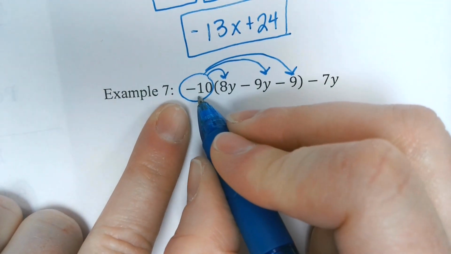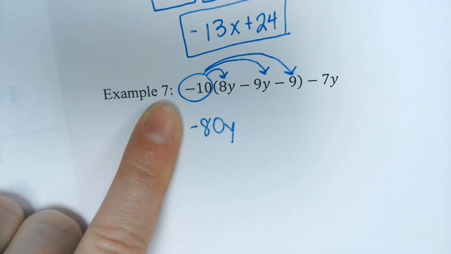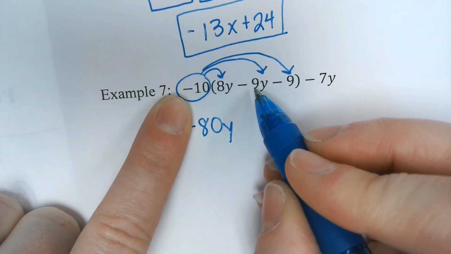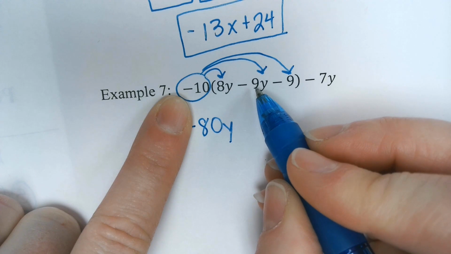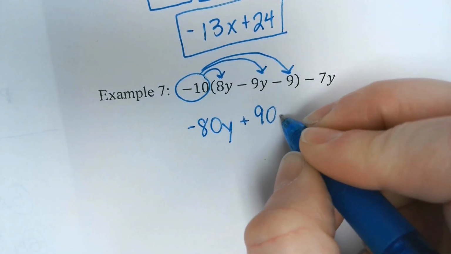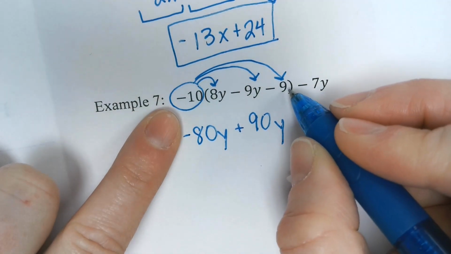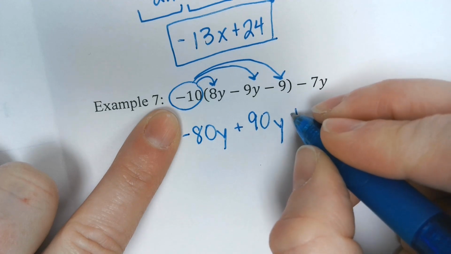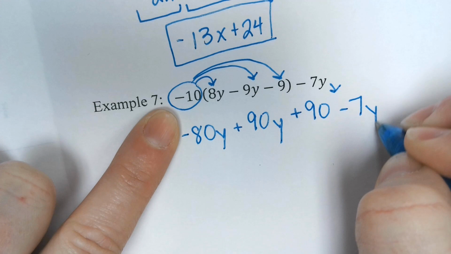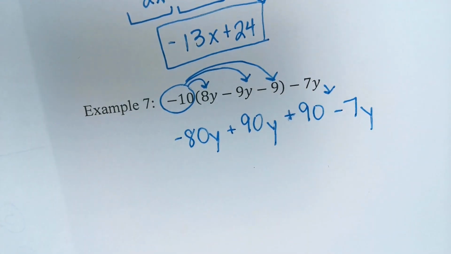So we're going to do negative 10 times 8y. That's negative 80y. Negative 10 times a negative 9. Negative times negative make positive 90. Keep your y. And then just carry down the negative 7y. Make sure you don't distribute outside the parentheses. You keep it within the parentheses.